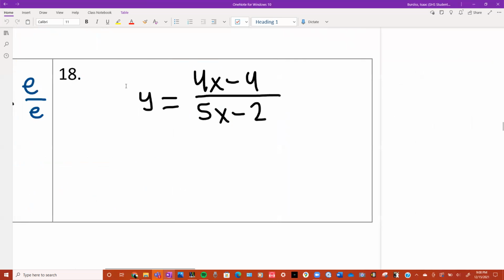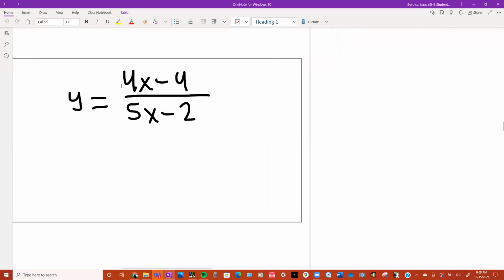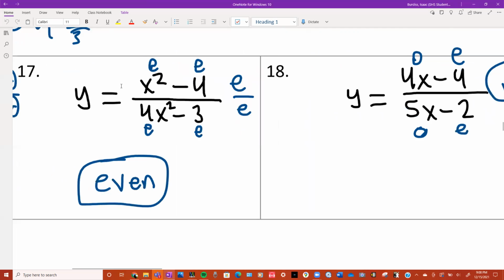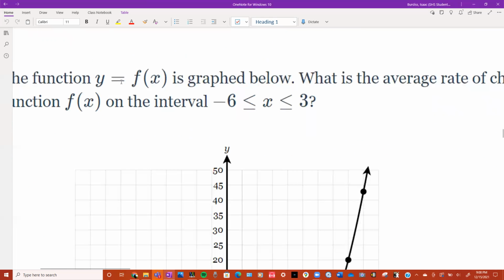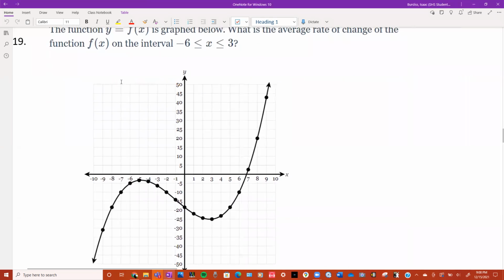And over here we have the 4x is odd, that's even, that's odd, that's even. If you have a mix of those, that's going to be neither odd nor even anytime it's like that. Okay, so now this is an average rate of change question.